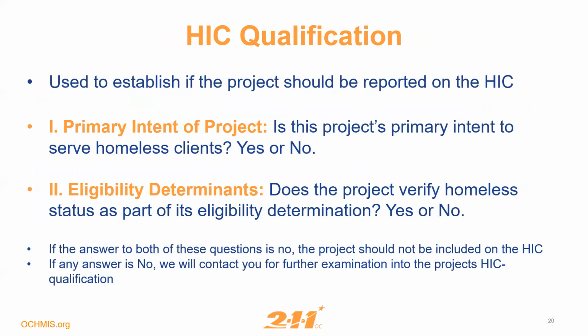So the HIC Answer Form starts off with questions used to establish if the project should be reported on the HIC. The primary intent of the project asks if the project's primary intent is to serve homeless clients. And eligibility determinants asks if the project verifies homeless status as a part of eligibility determination. These are yes or no questions in a drop-down, so you either select yes or no. And if the answer to both of these questions is no, the project should not be included on the HIC.